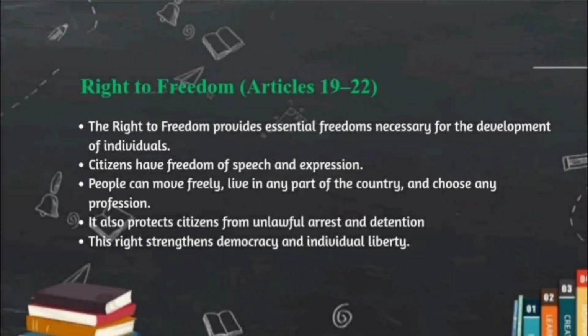Right to freedom. Article 19 to 22. The right to freedom provides essential freedoms necessary for the development of individuals. Citizens have freedom of speech and expression. People can move freely, live in any part of the country, and choose any profession. It also protects citizens from unlawful arrest and detention. This right strengthens democracy and individual liberty.